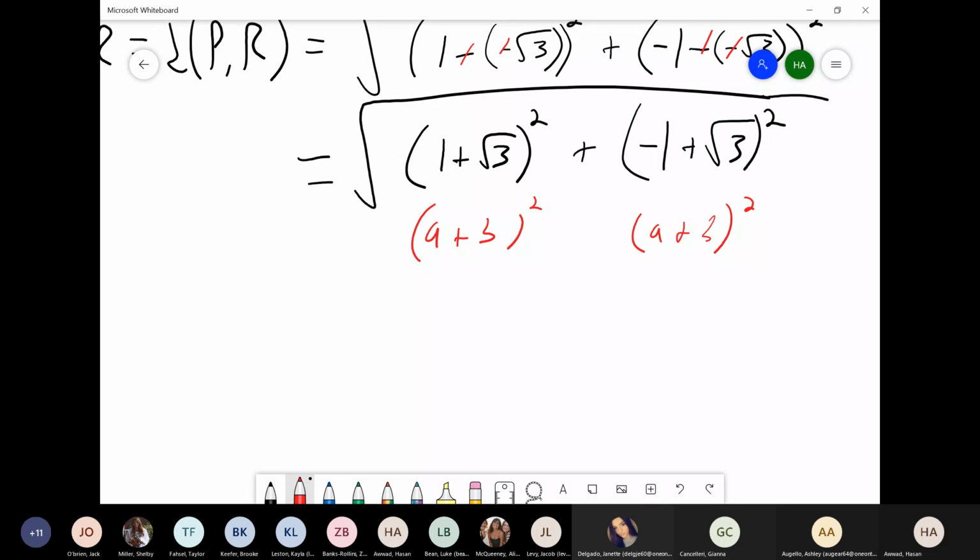And if having a negative 1 here makes you uncomfortable, you could alternatively switch the order to be square root of 3 minus 1 squared. We know that addition is commutative, same with subtraction. So while it's inside that parentheses, you can move things around so that your positive square root of 3 goes first and your negative 1 goes second.